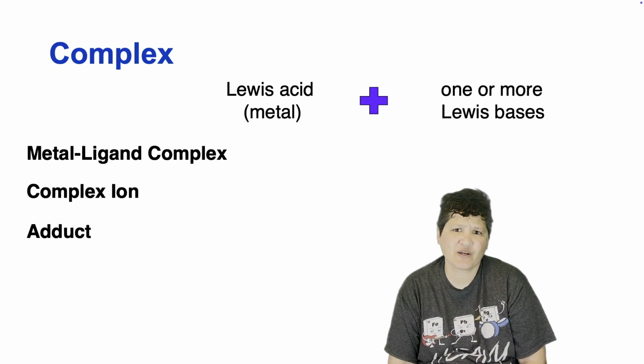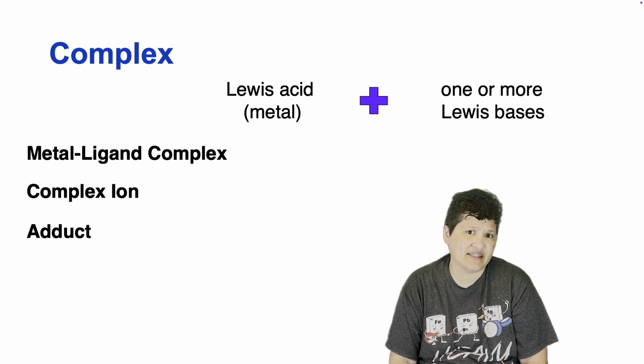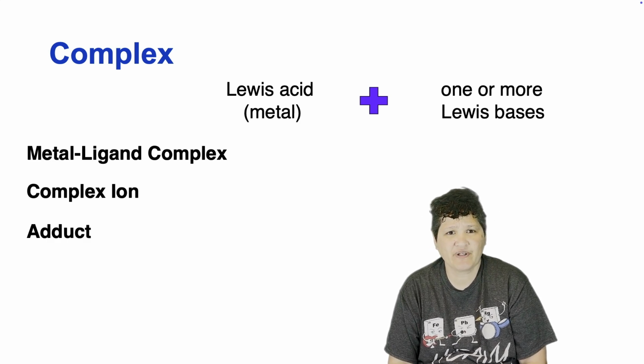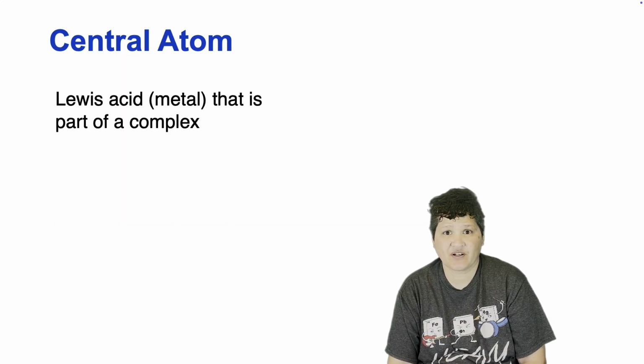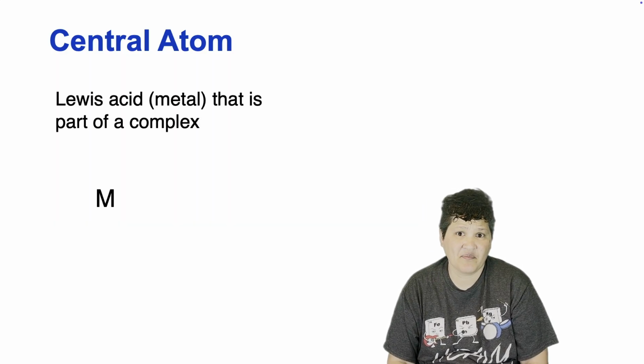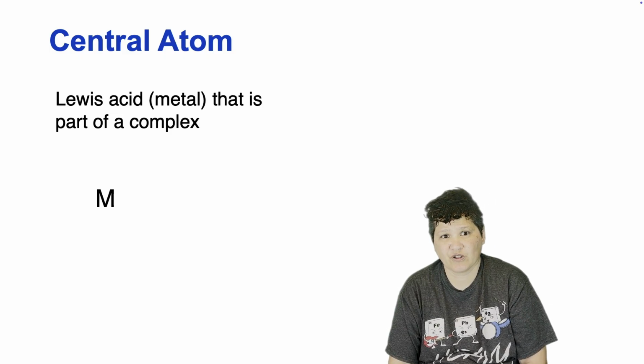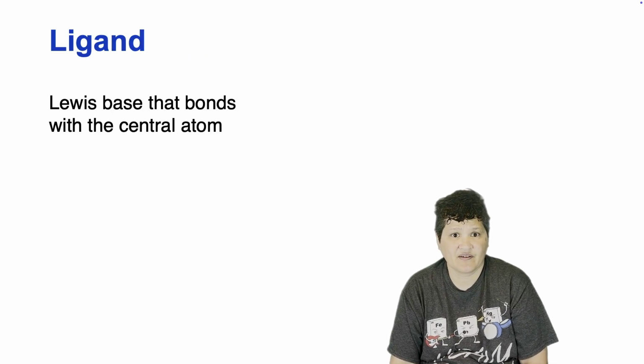And the other terms I want to define both refer to the parts of a complex. Again, this complex is formed between a metal, which serves as a Lewis acid, and one or more Lewis bases. We often refer to the metal as the central atom in the complex. When we're talking about generic complexes, we use the letter M to represent our central atom. Finally, as I said earlier, the central atom bonds with one or more Lewis bases. We call these Lewis bases ligands.